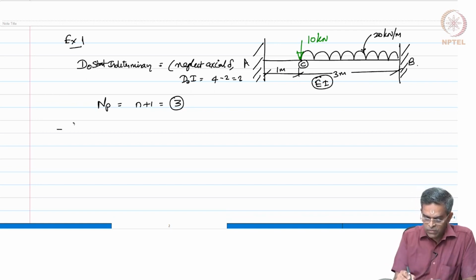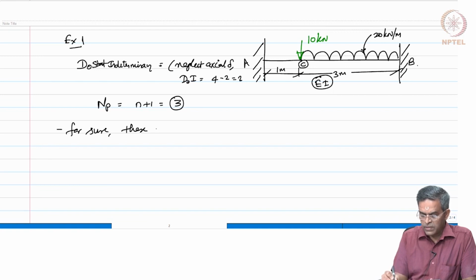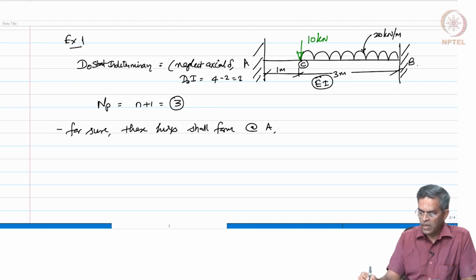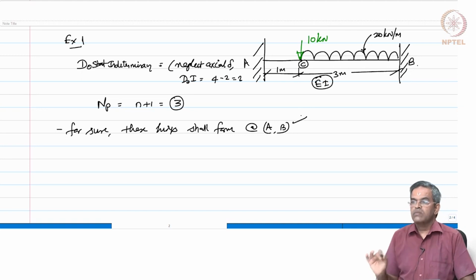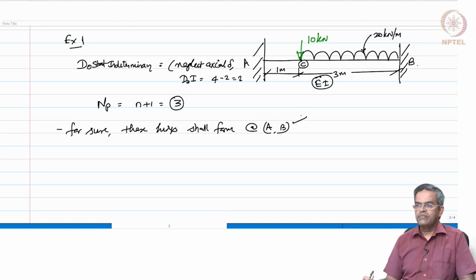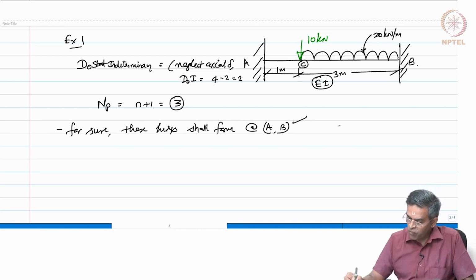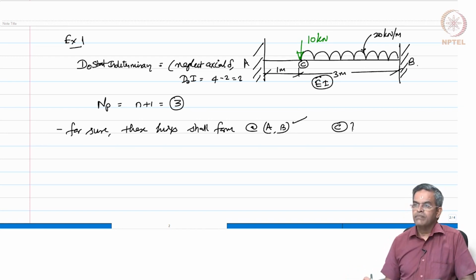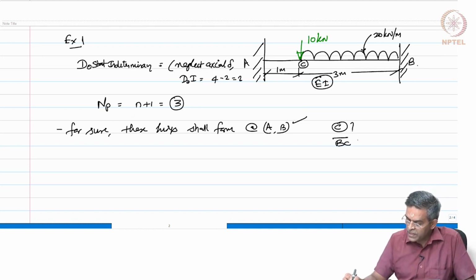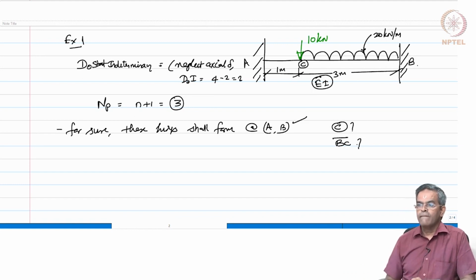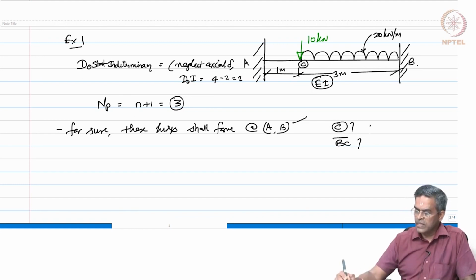For sure, these hinges shall form at supports A and B. There is no doubt, because they are fixed ends. But we have a doubt whether this will form at C, being a concentrated load, or anywhere on the span BC. So, let us try to examine this.